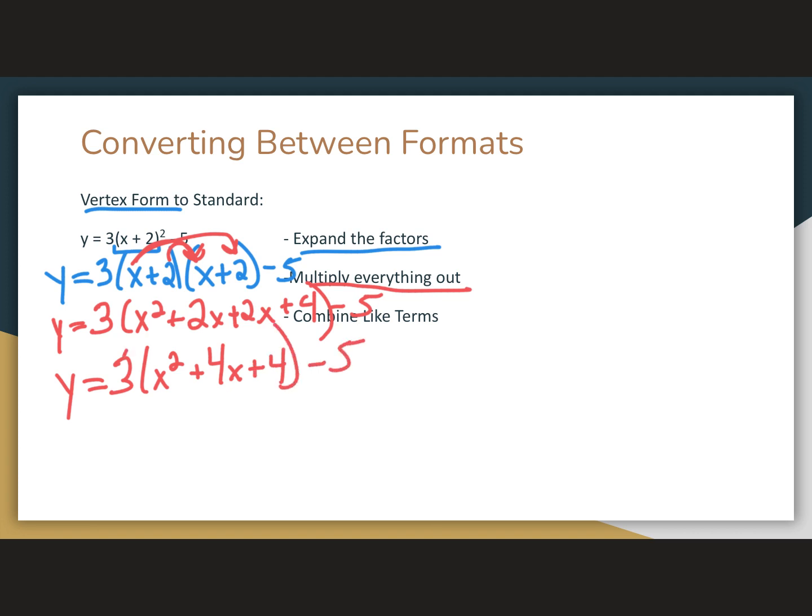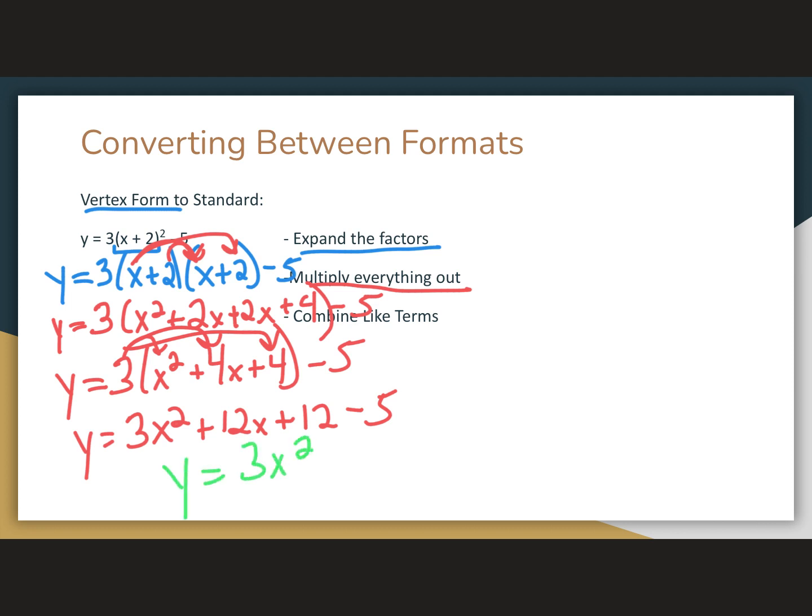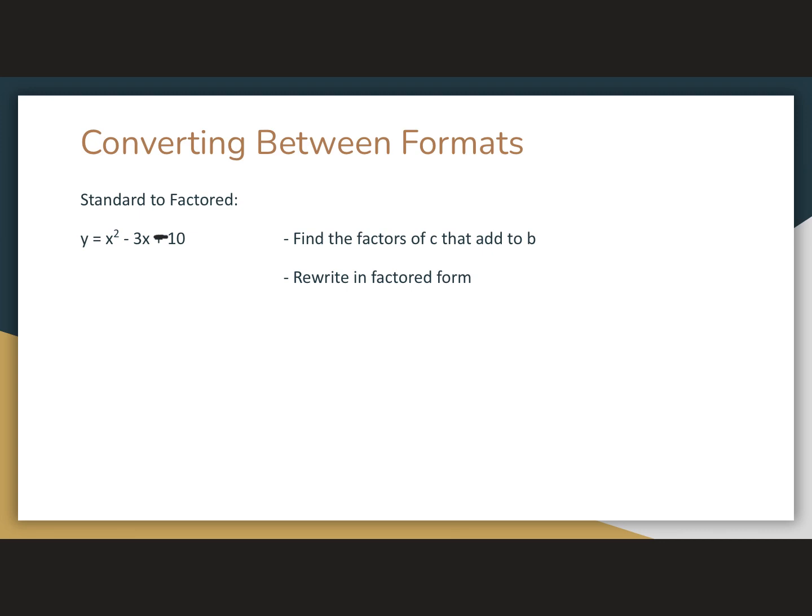And now I'm going to multiply the 3 into this. So that becomes y equals 3x squared plus 12x plus 12 minus 5. Finish combining our like terms. We get y equals 3x squared plus 12x plus 7. Okay, so we're just going to sit there and multiply out and then combine like terms. Okay, so now let's talk about going from standard form to factored form.